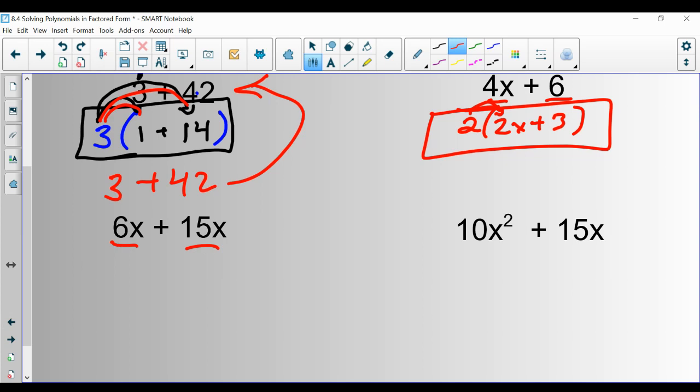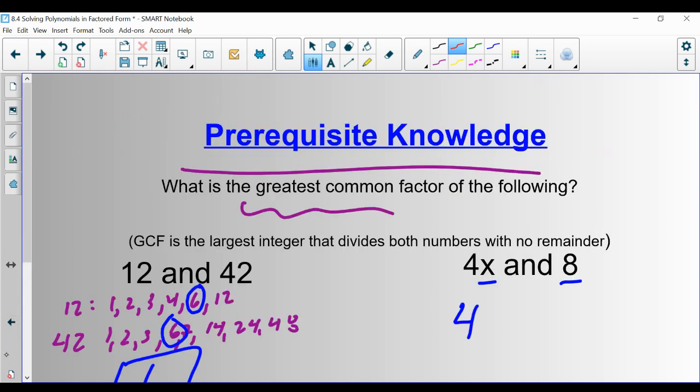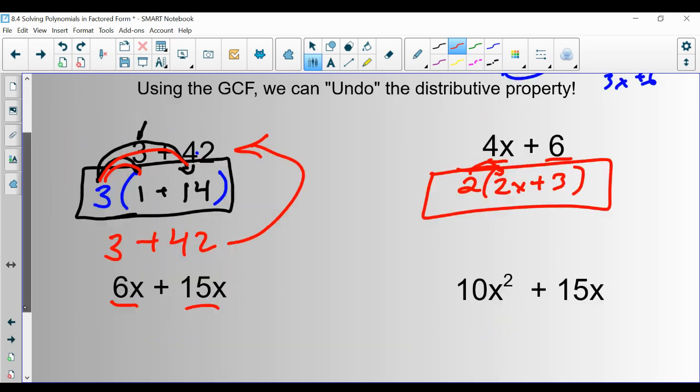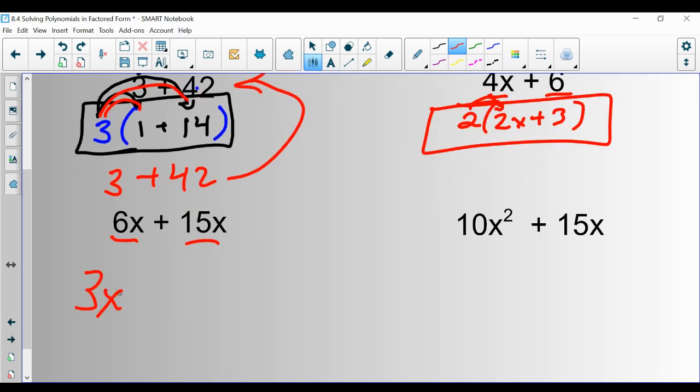Greatest common factor between 6x and 15x. I believe we did this one over on this page. 6x and 15x, we got 3x. So that's the thing I'm going to factor out and put in front of the parentheses. And then the question becomes 3x times what is going to give me back 6x? And 3x times 2 would be 6x, right? Because 3 times 2 is 6, and the x doesn't have anything to combine with, so it's just 6x. And then 3x times what is 15x? That would be 5.